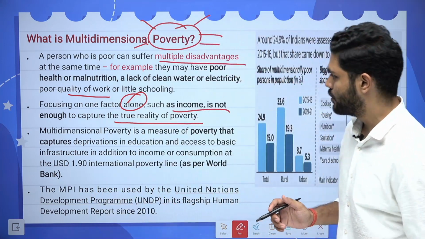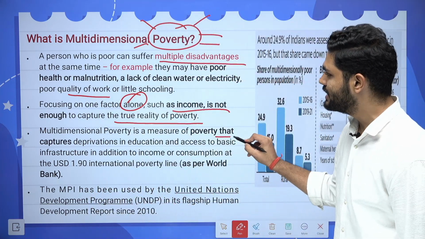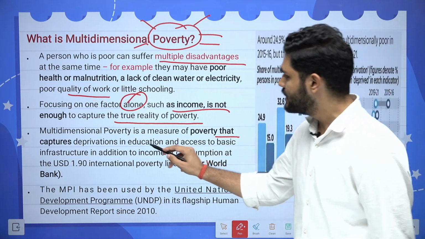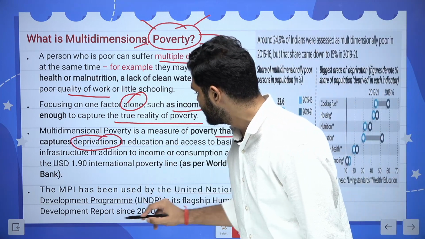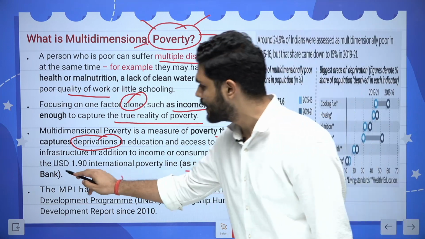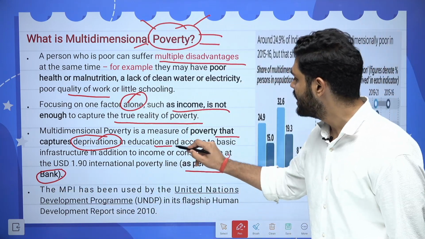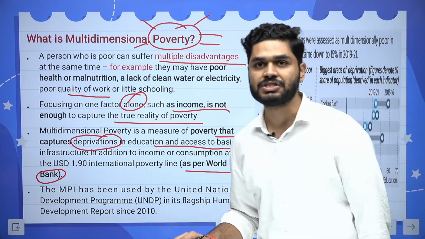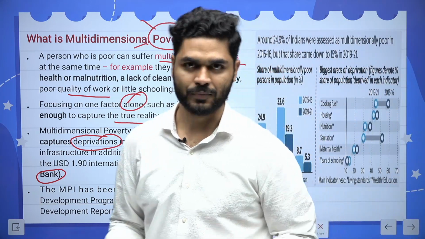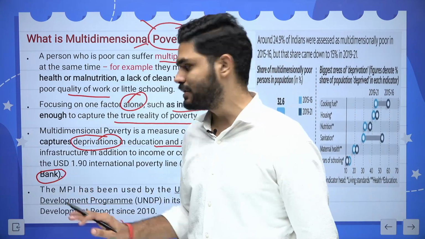So multidimensional poverty is a measure of poverty that captures deprivation, and this is a definition given by the World Bank. So as per the World Bank, multidimensional poverty is the deprivation in education and access to basic infrastructure in addition to poverty. Okay, so this is the basic definition given by the World Bank.